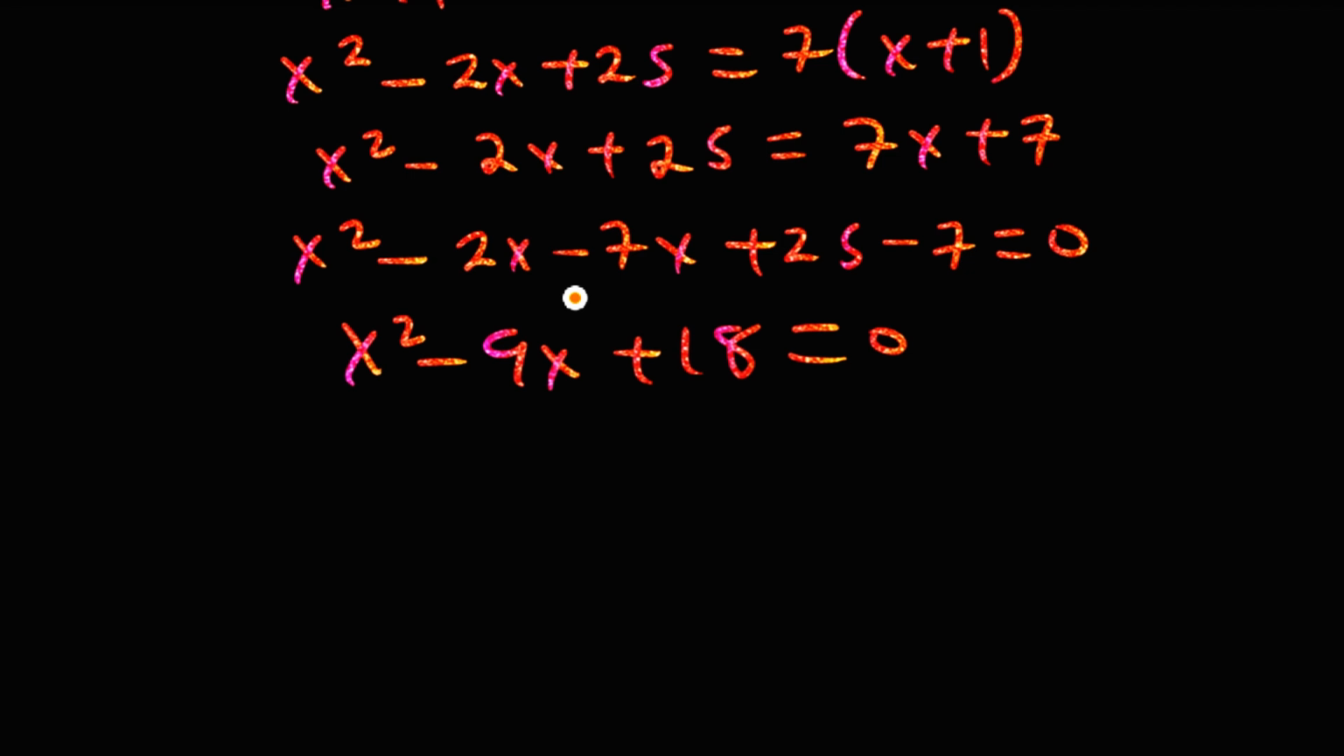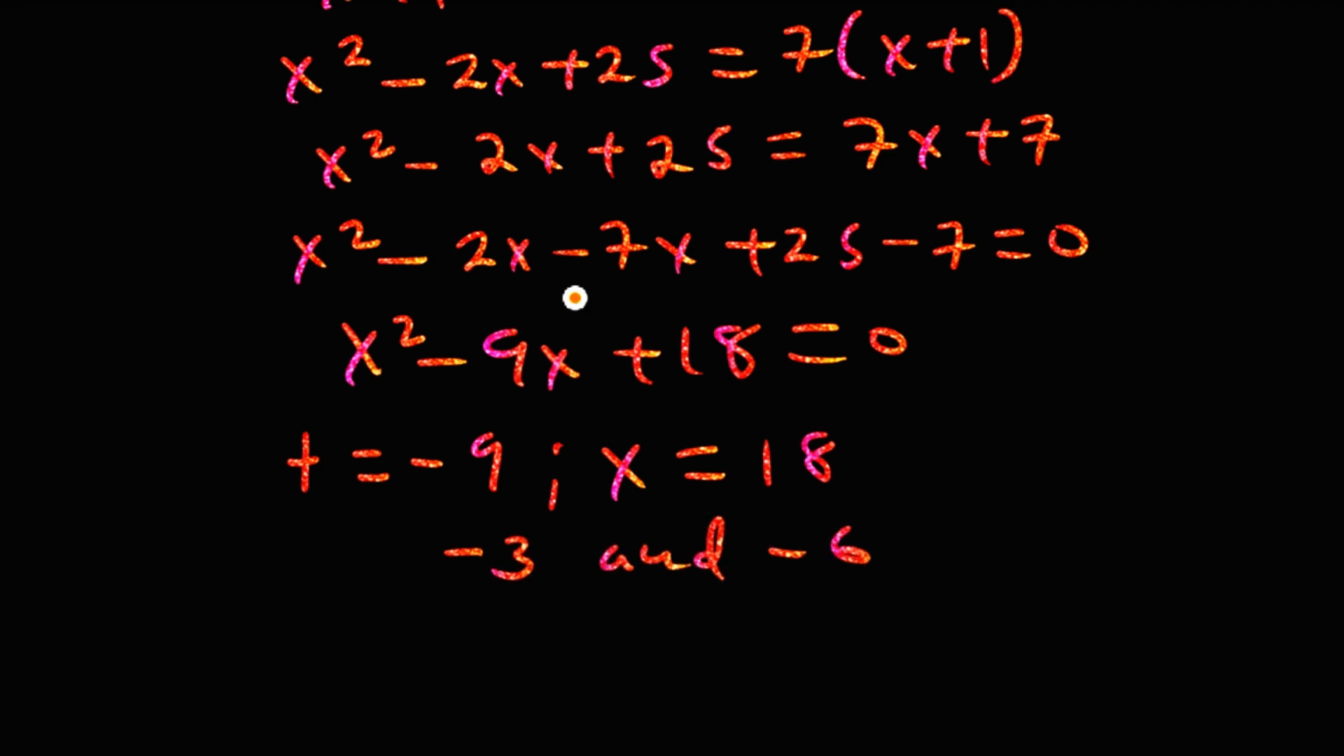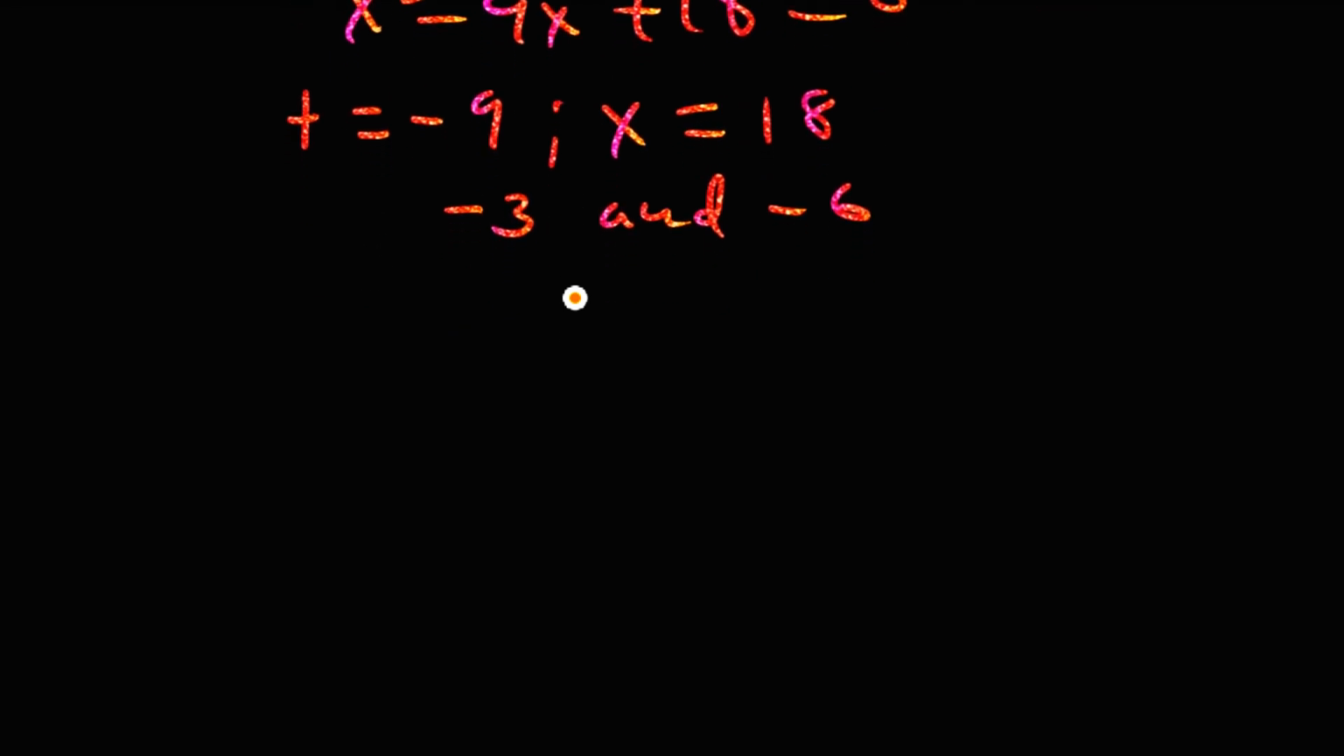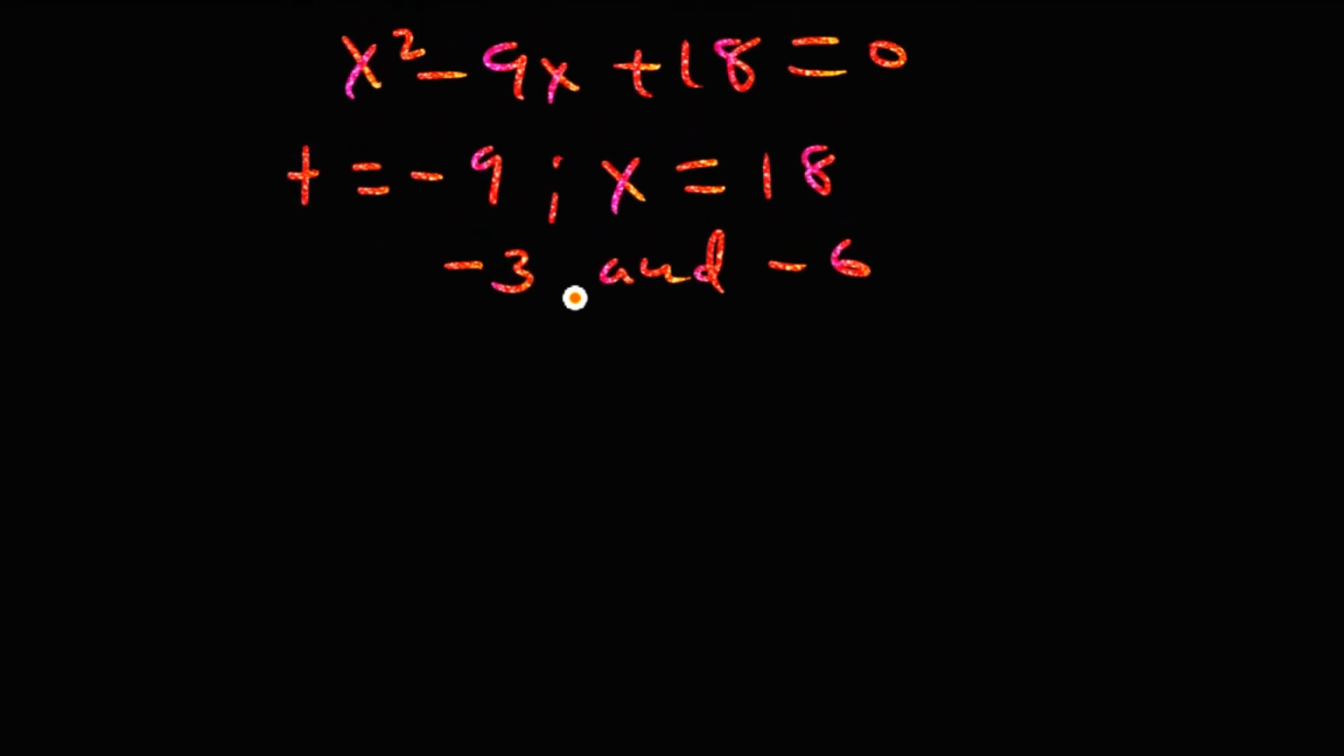To use factorization, we're looking for two numbers whose sum is the same as b, which in our case is negative 9, and whose product is a times c, which in our case is 1 times 18, that is 18. You'll find that those two numbers are negative 3 and negative 6. You add them, you get negative 9; you multiply them, you get positive 18. So we split b into these two numbers, and our new equation is x squared minus 3x minus 6x plus 18 equals 0.